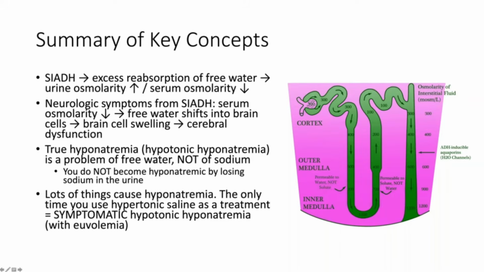True hyponatremia is a problem of free water, not of sodium. This is, again, super important for hyponatremia. Everyone thinks that you become hyponatremic because you lose sodium. That is not true. You become hyponatremic because you have too much free water. There's lots of things that cause hyponatremia, but the only one that you really need to use hypertonic saline for, because this comes up a lot, particularly for Step 2 and for medicine and surgery clerkships, is if it's symptomatic.